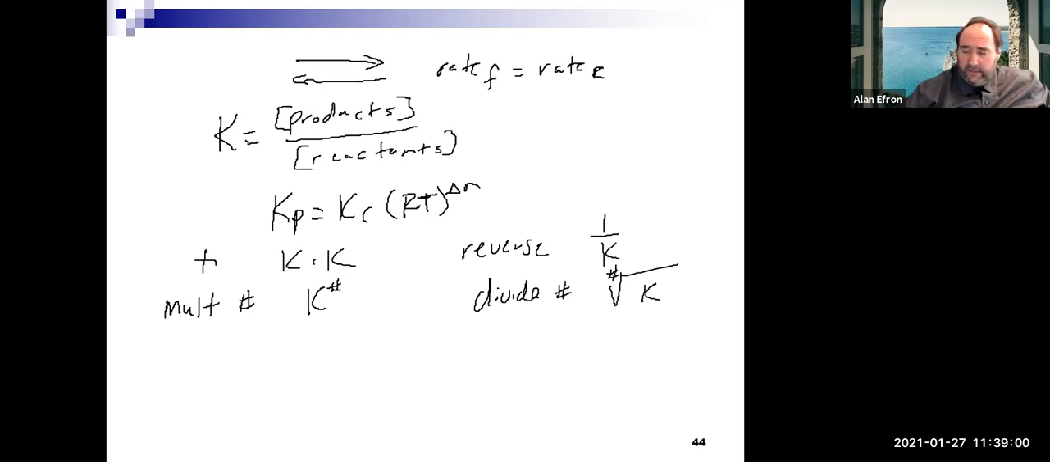And before that, we also talked about Q, which is the reaction quotient. And that is calculated the same way as K. It helps us determine whether or not we have a system that's at equilibrium, and if it's not at equilibrium, which way it needs to go to reach equilibrium. That was a lot of stuff that we talked about last time.